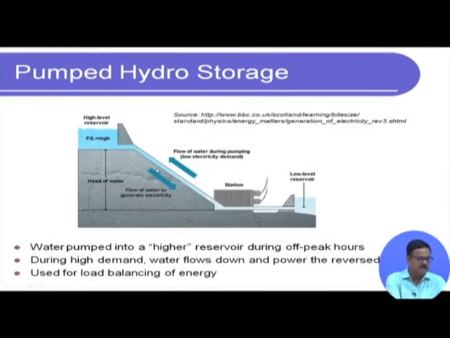This is a picture from BBC, from one of the sources I have mentioned here. This is the high level reservoir and this is the low level reservoir. During off peak hours the water is pumped up and therefore attains potential energy. That potential energy during high demand is released as the water flows down and powers the reverse turbines. As I said, the Francis turbine is one example, and that is how we generate additional electricity. This in a nutshell is the principle of pumped hydro storage.